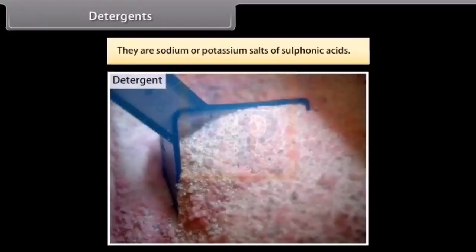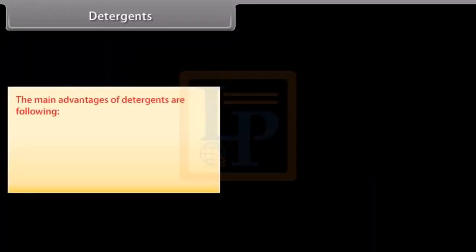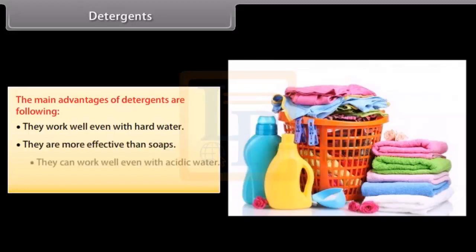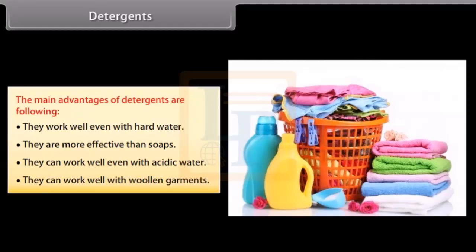Detergents. They are sodium or potassium salts of sulfonic acids, for example, sodium alkyl benzene sulfonate. The main advantages of the detergents are the following. They work well even with hard water. They are more effective than soaps. They can work well even with acidic water. They can work well with woolen garments.